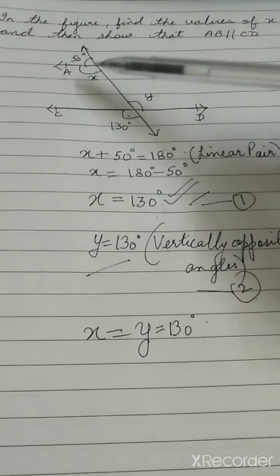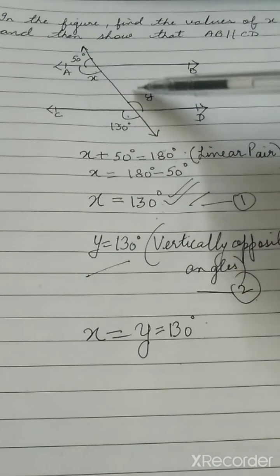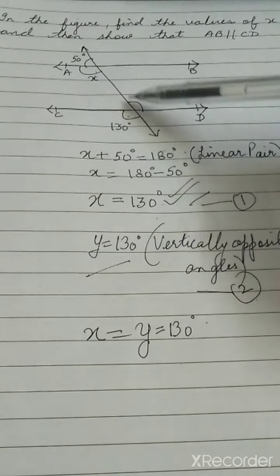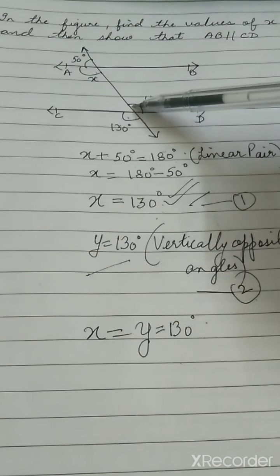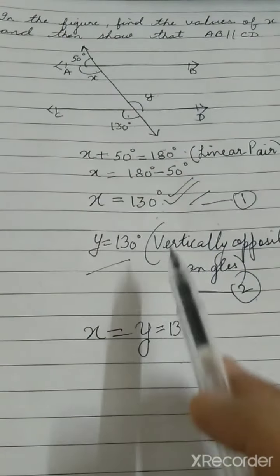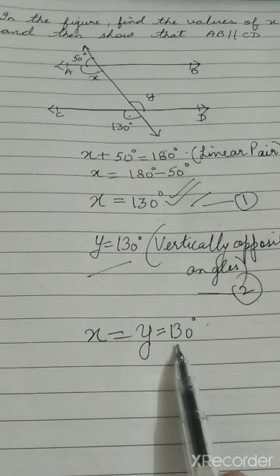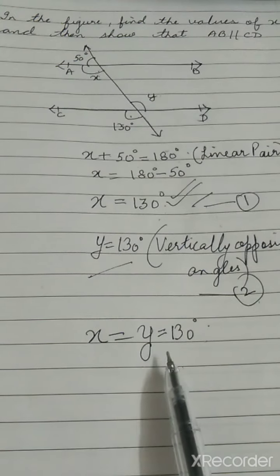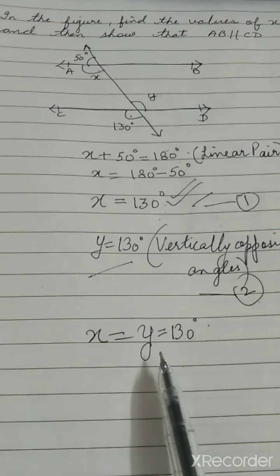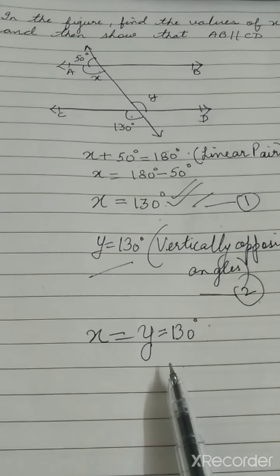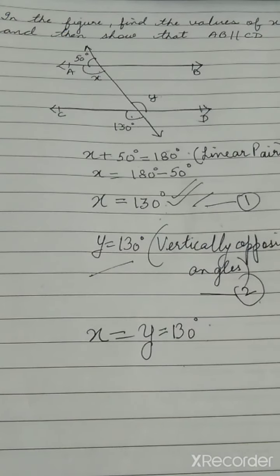Now see the figure again. What type of angles are x and y? X and y are alternate interior angles. So both are equal to 130. That means alternate interior angles are equal, so the lines will be parallel. So AB is parallel to CD, hence proved.